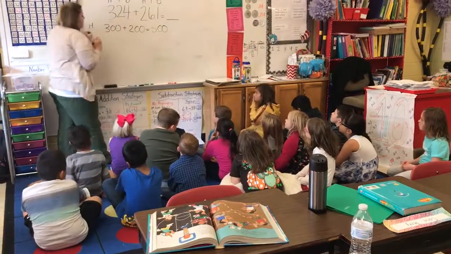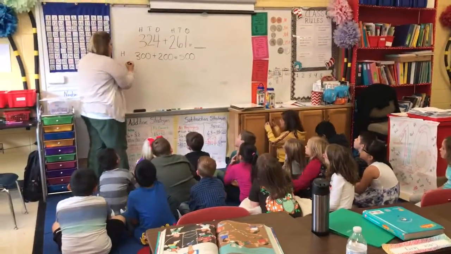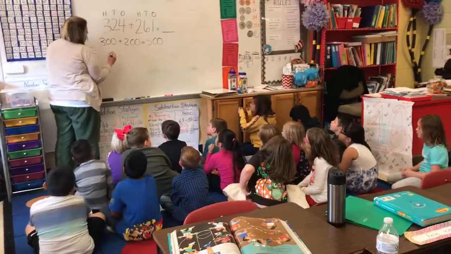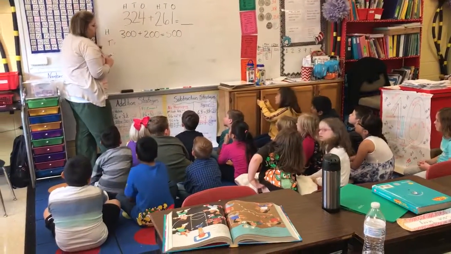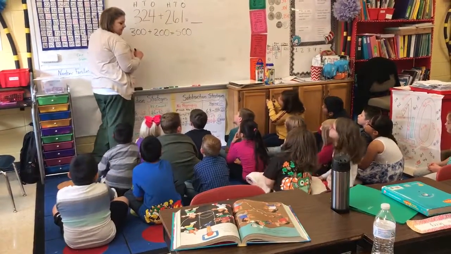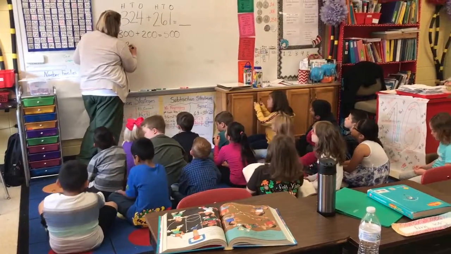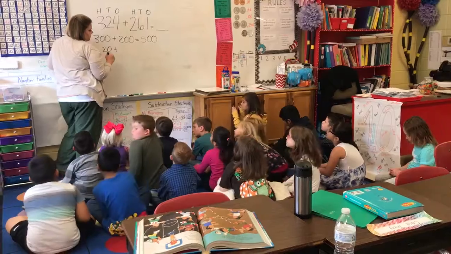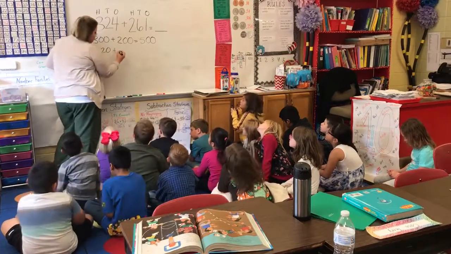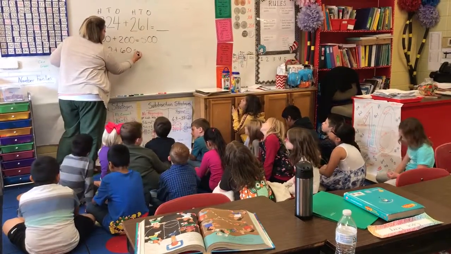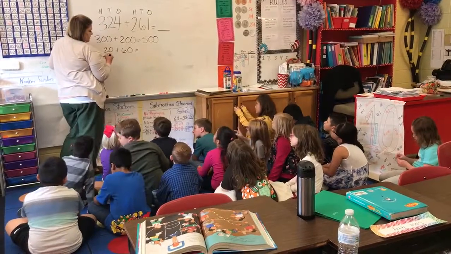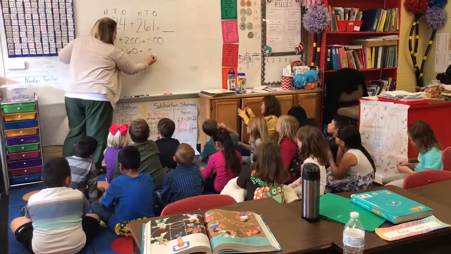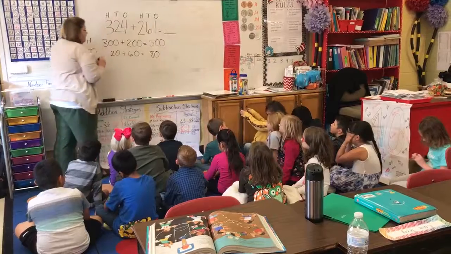All right, what do we do next? Add the tens. Good. All right, so our tens, how many tens do we have in the first number? So what would that number be? 20. Good. Okay, what about our second number? 60. What's 20 plus 60? 80. All right, and then what next?